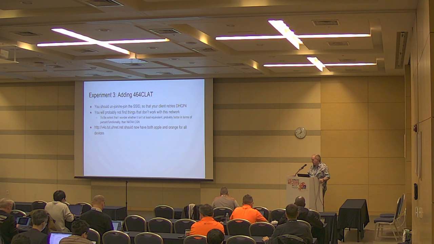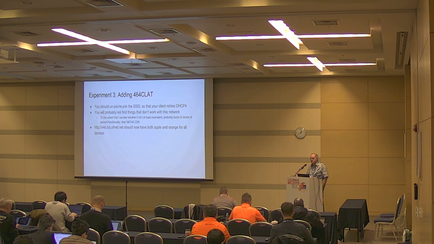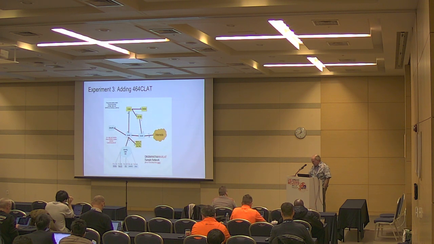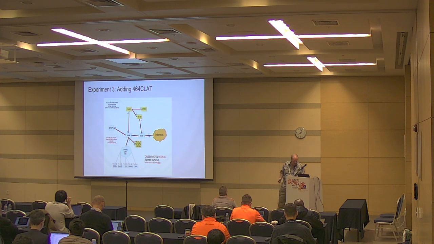And of course, you may not have found anything that didn't work with the previous setup, but this cleans up almost all of the outliers. So v4o.toot.uhnet.net, once you've rejoined the SSID, you should be able to see all the fruit at once, with absolutely no exceptions. So what's there, while I get my laser pointer.